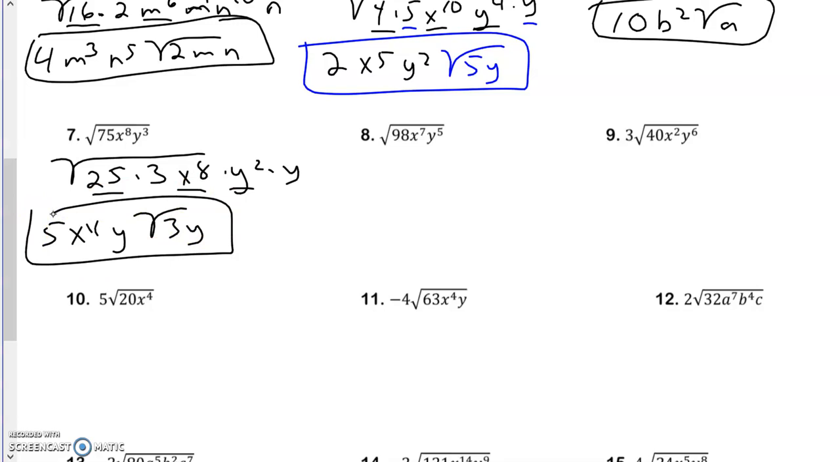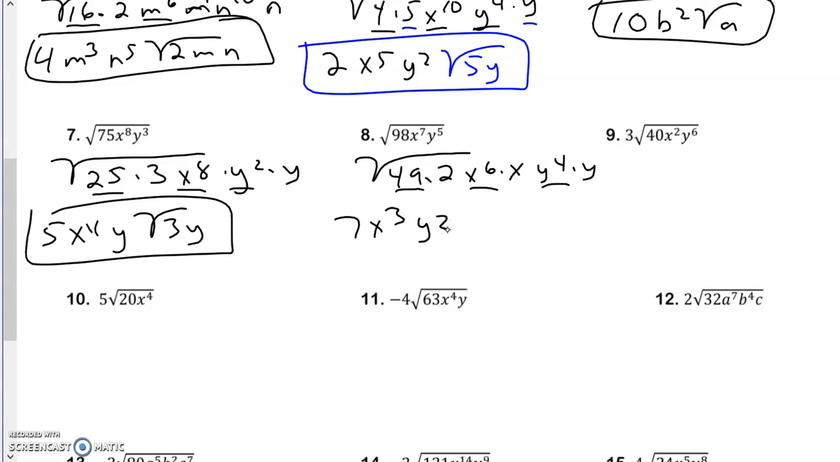98. Remember my hint. Oh, divide by 2. See if you could find the perfect square. So I divided by 2, and I found it. It's 49 times 2. Now, the x to the 6th and x and y to the 4th and y, because I want to get the even exponent. I got to find the biggest one. So, square root of 49 is 7. 6 divided by 2 is 3. 4 divided by 2 is 2. And what's not perfect is what goes underneath the radical, the 2, the x, and the y.